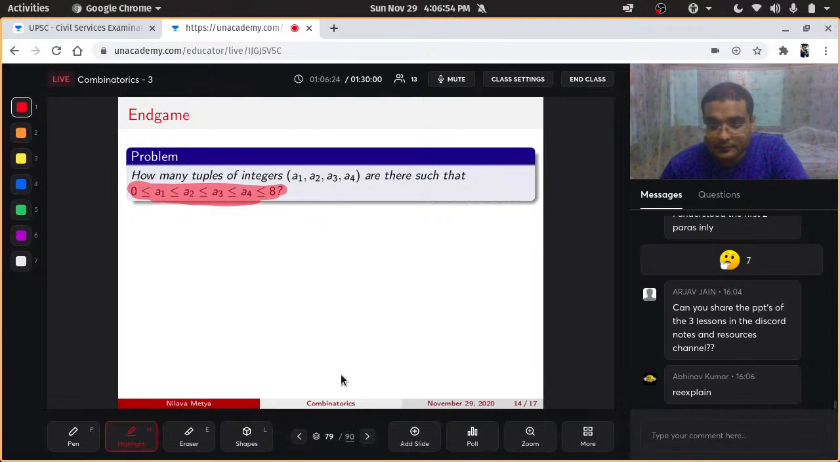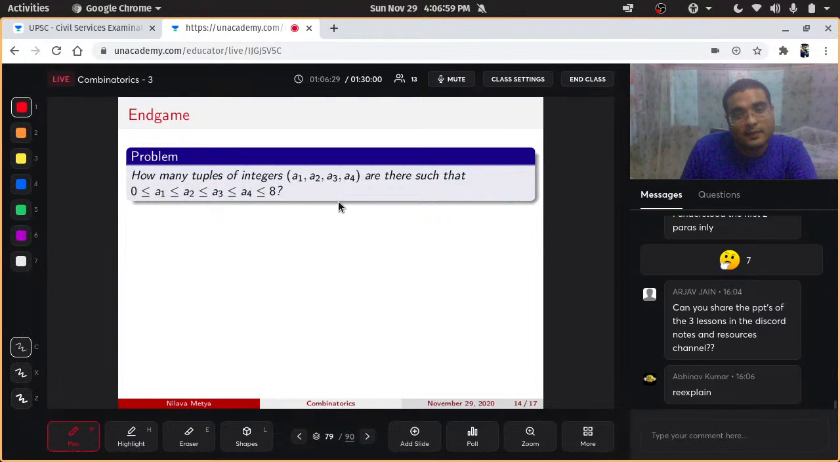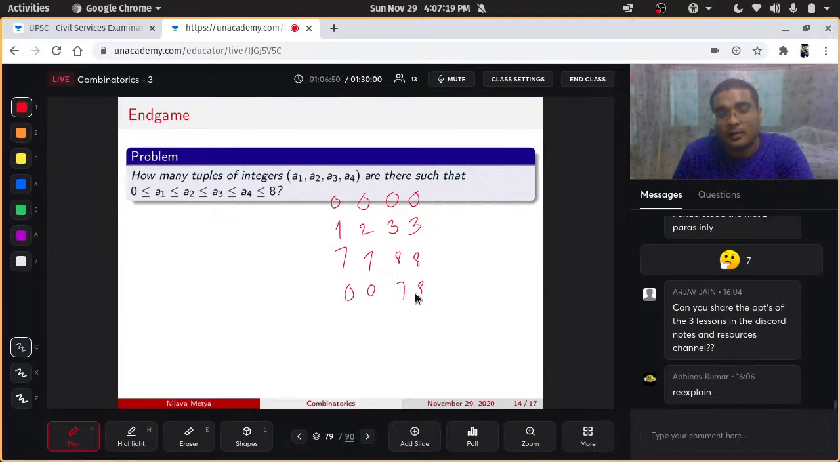Now, perhaps one example is 0, 0, 0, 0. Another example is maybe 1, 2, 3, 3. Maybe another example is 7, 7, 8, 8. Maybe another example is 0, 0, 7, 8. So how many of these can I enlist, which satisfy all of these conditions? 4 numbers.